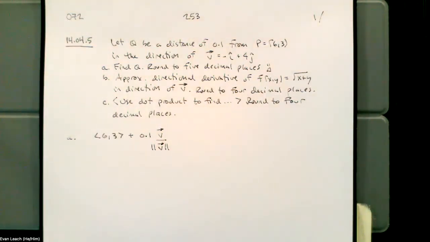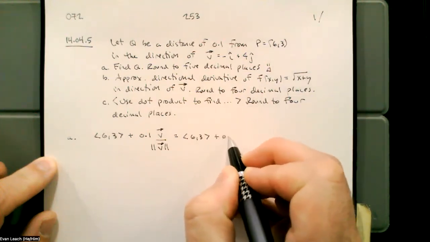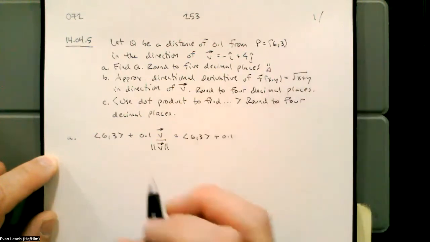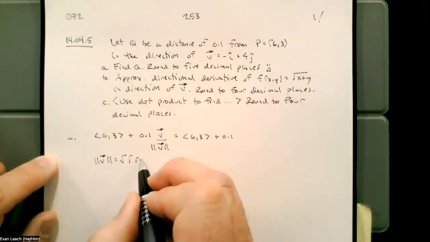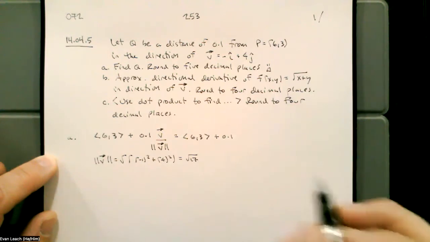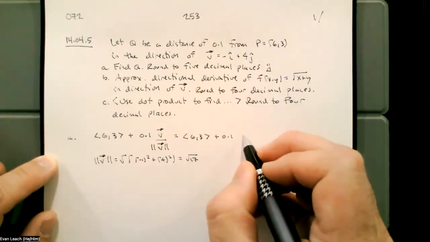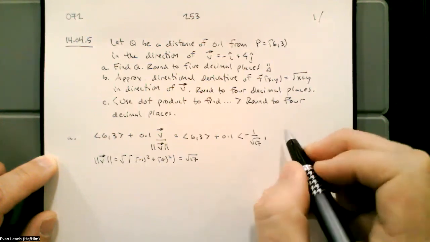Any questions about my procedure? I want to start at the point P. I want to go 0.1 in the direction of V, but I've got to extract just the direction information out of V. So I'm going to make a unit vector in the direction of V. Let's make sure I got the right magnitude of V: the square root of -1 squared plus 4 squared, square root of 17. So I'll have 6, 3 plus 0.1 times -1 over root 17 and 4 over root 17.